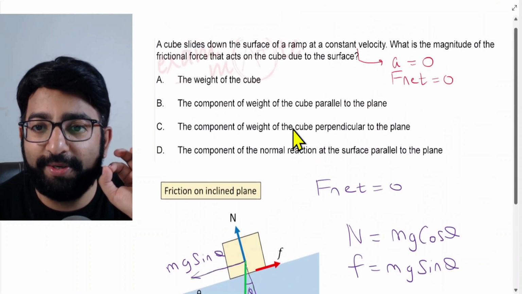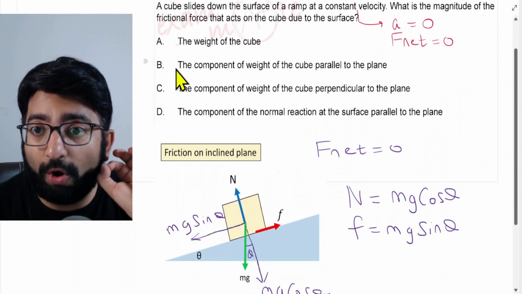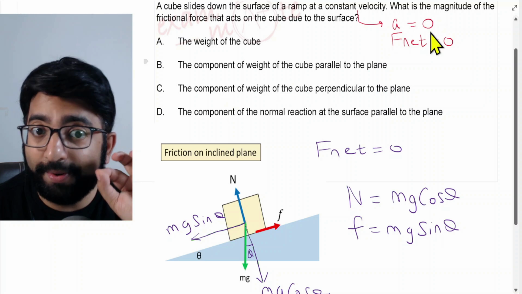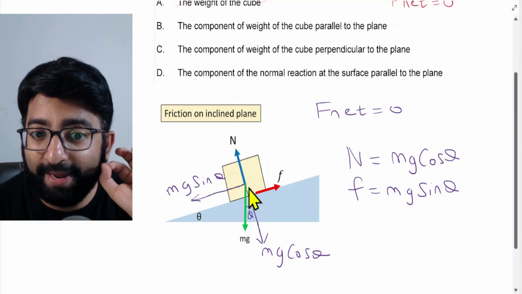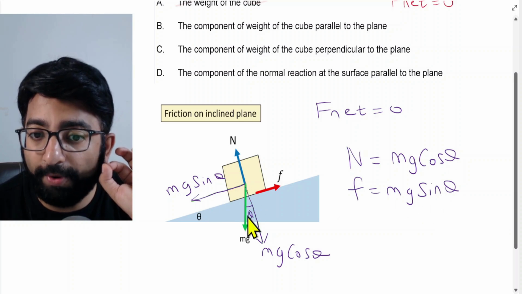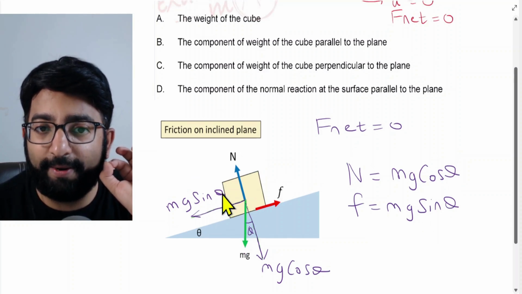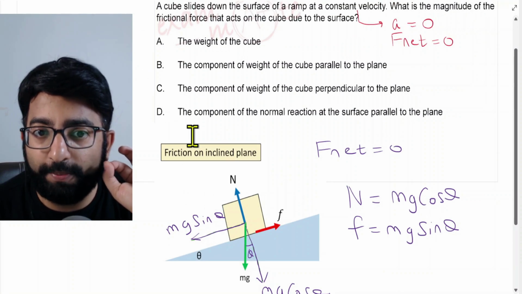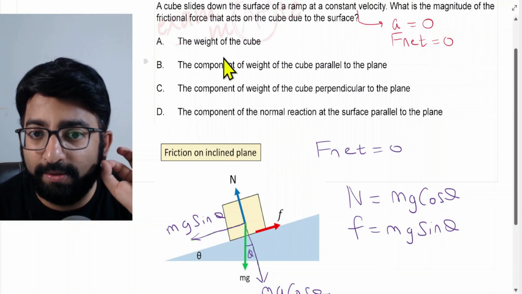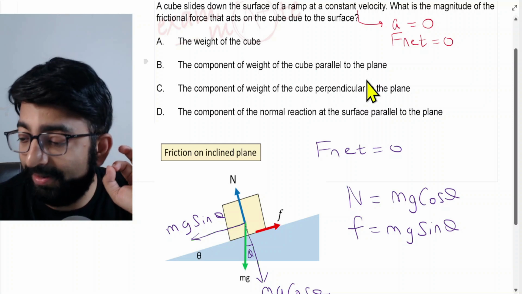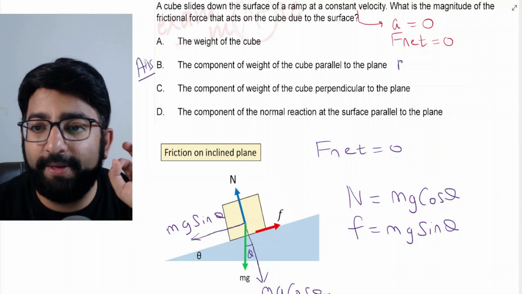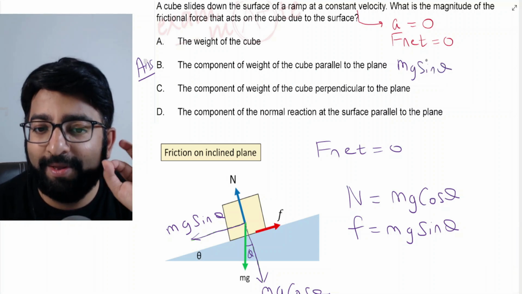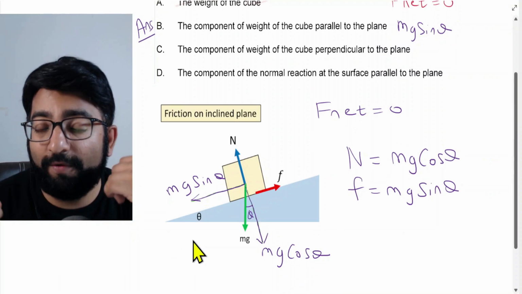Now let's go back to the question. We need to figure out which option gives the right answer. What is the magnitude of the friction? That is equal to mg sine theta, and mg sine theta is the component of mg along the incline. So if we analyze all the options, option B states the component of the weight parallel to the plane. That is the right answer, option B. Technically, option B is mg sine theta. Now, in the question, since theta was not given, we had assumed it just for the sake of understanding.